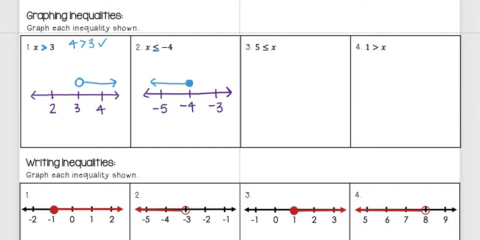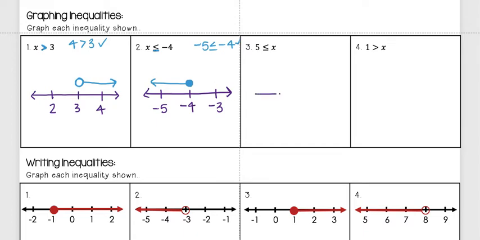And again, I can check my work. If I plug in -5 for x, that is in fact true. -5 is less than or equal to -4. And again, the inequality is pointing to the left, so I drew my graph to the left.